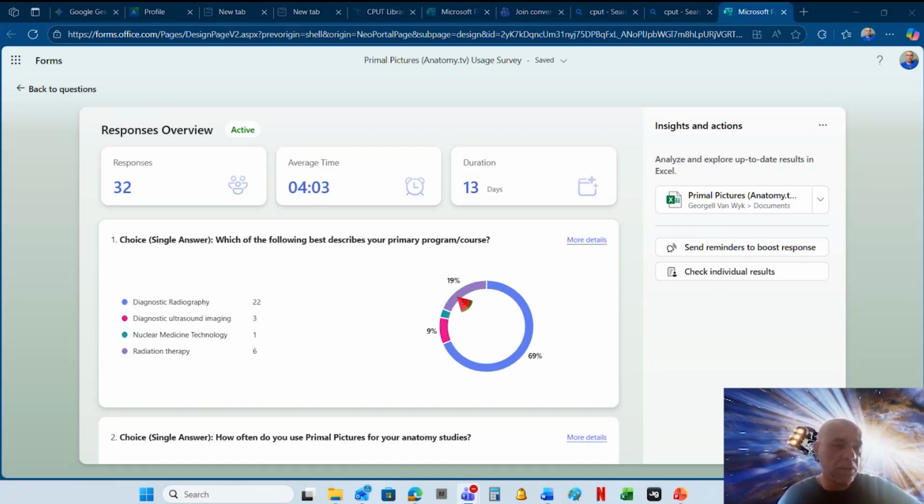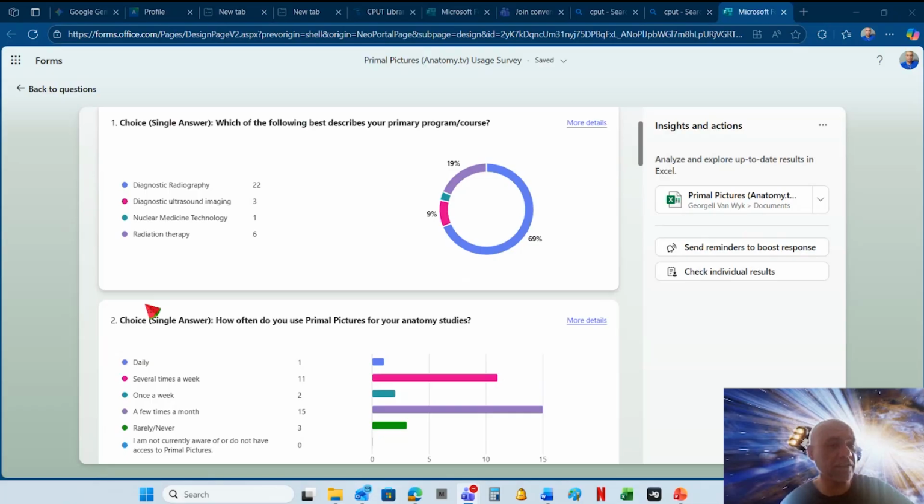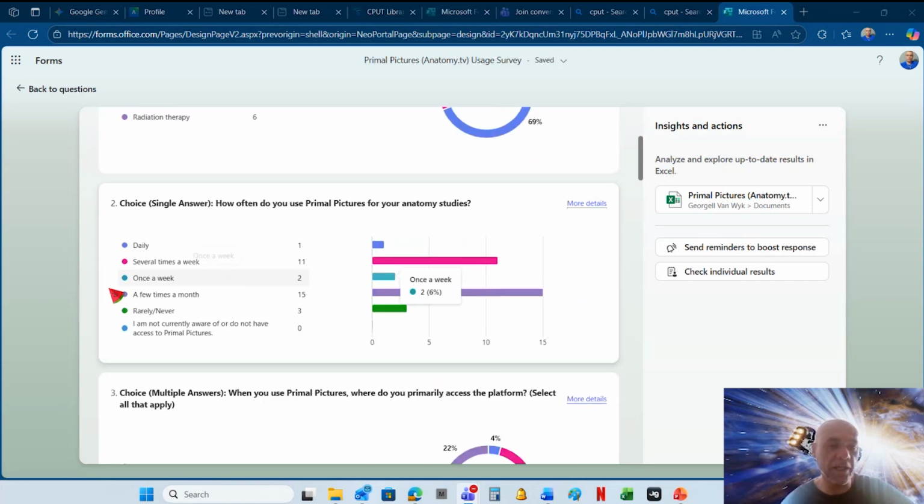Okay, there we go. So from a cohort of 65 students, I received 32 responses, and this is just the cohort and the qualifications that I teach in my class: diagnostic radiography, ultrasound, nuclear medicine technology, and radiation therapy. Our diagnostic group is usually the biggest group, as you can see there. Then I've got some questions. How many times do they use Primal Pix? Because of the textbook situation, they have to use it weekly.